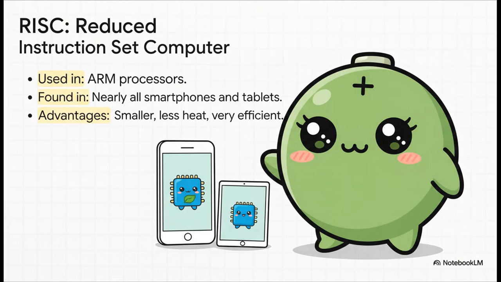And on the other side, you have RISC, which stands for Reduced Instruction Set Computer. It uses a much smaller set of very simple instructions, but it executes them incredibly fast. The most famous example here is ARM. And this architecture's amazing power efficiency is the whole reason it's in virtually every single smartphone and tablet. It's how you get incredible performance without your battery dying in an hour.